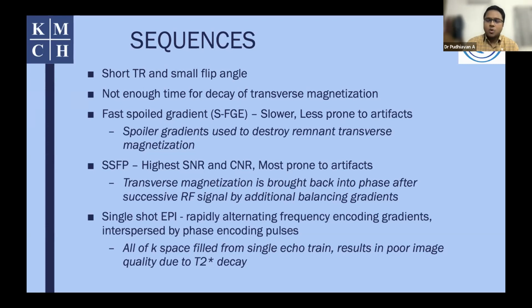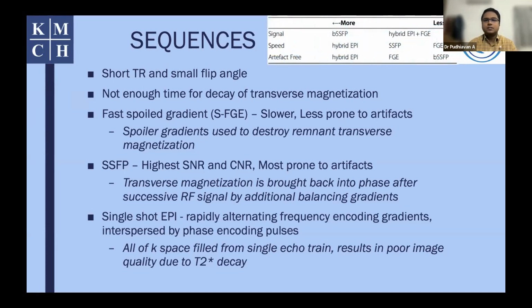So what we finally start doing is that, as we can see, the SSFP sequence has the best signal to noise ratio. However, it is prone to artifacts, whereas the hybrid EPI technique, which I will talk about in the next slide, which is a slight modification of the EPI technique that we just saw, has better speed, and it is also a better compromise between signal and artifacts.